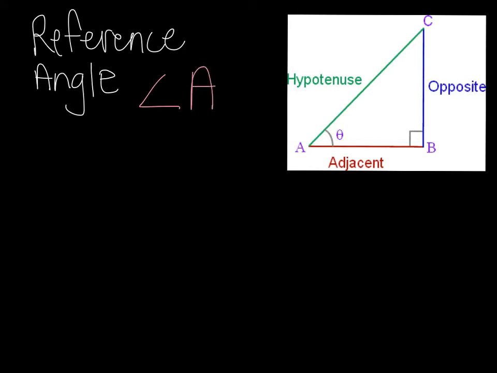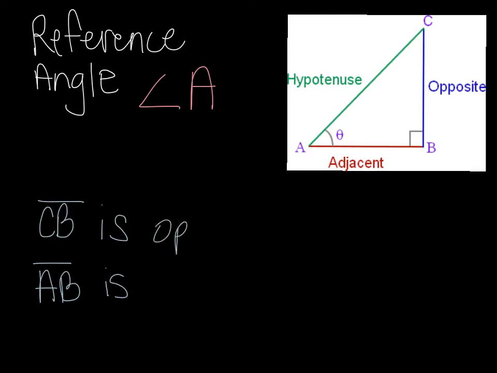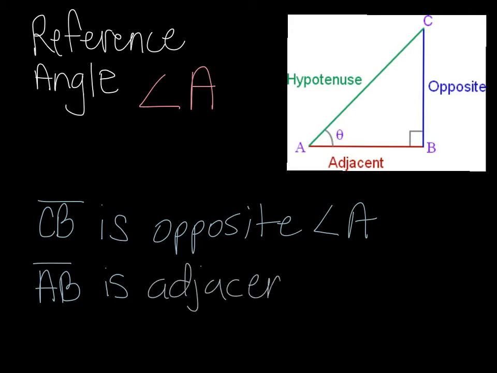Now, the different parts of the triangle: we know of a 90-degree angle. We have the hypotenuse, which is right here, line CA. And then looking at our reference angle, we have the side that is opposite and the side that is adjacent. We can say line CB is opposite angle A, and side AB is adjacent to angle A.